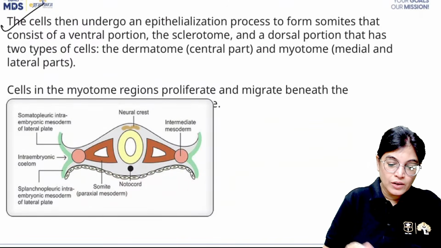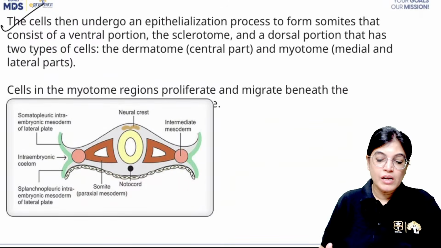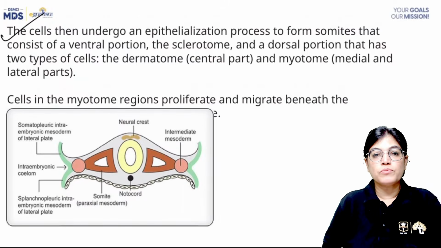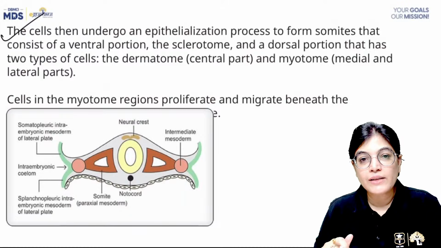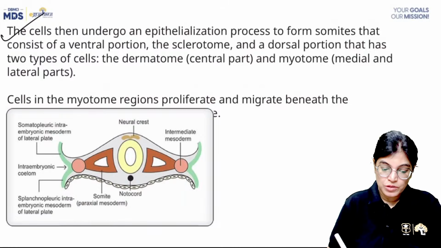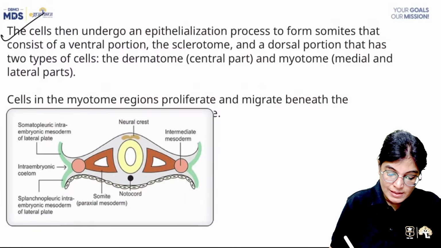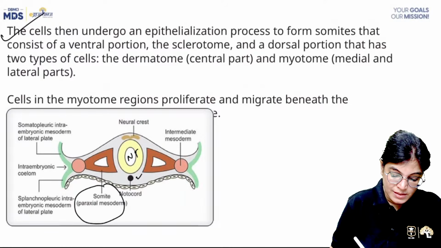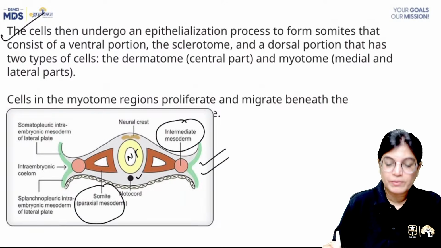So the cells undergo epithelialization to form somites, which consist of a ventral portion, the sclerotome, a dorsal portion, and also the myotome portion. So you can see this is the neural crest cell, this is the notochord and neural tube, this is the paraaxial mesoderm forming somite, this is the intermediate mesoderm, and this is the lateral plate mesoderm.